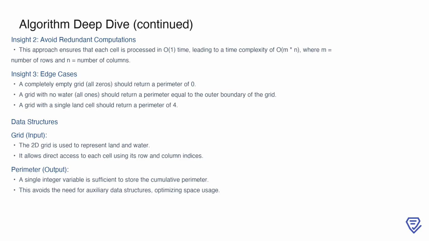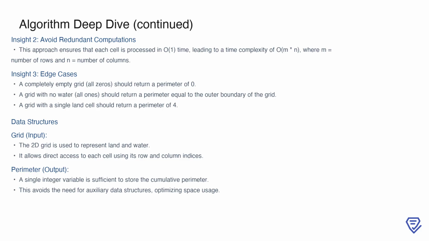Additionally, the algorithm handles edge cases gracefully. For instance, if the grid is completely empty, meaning all cells are water, the perimeter will correctly be 0. If the grid contains only land cells with no water, the perimeter will equal the outer boundary of the grid. For example, a 3x3 grid of all land cells would have a perimeter of 12.